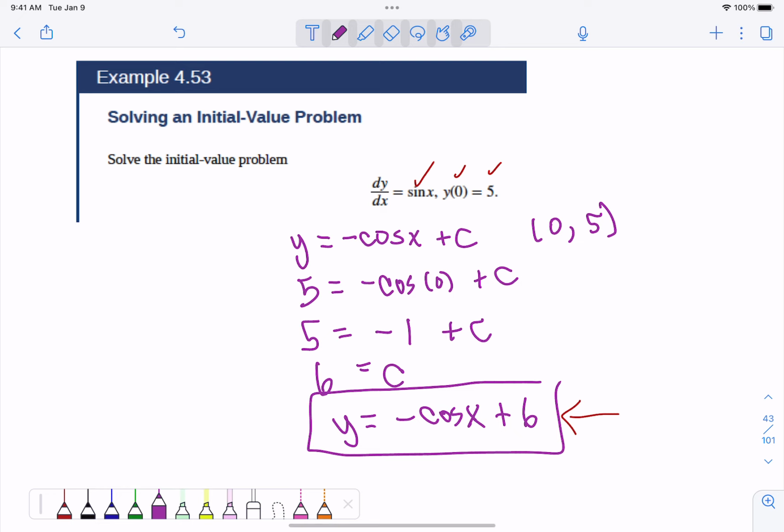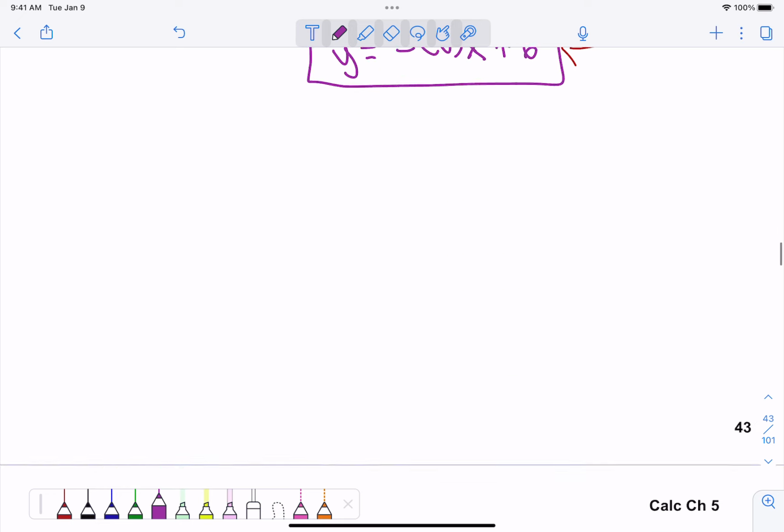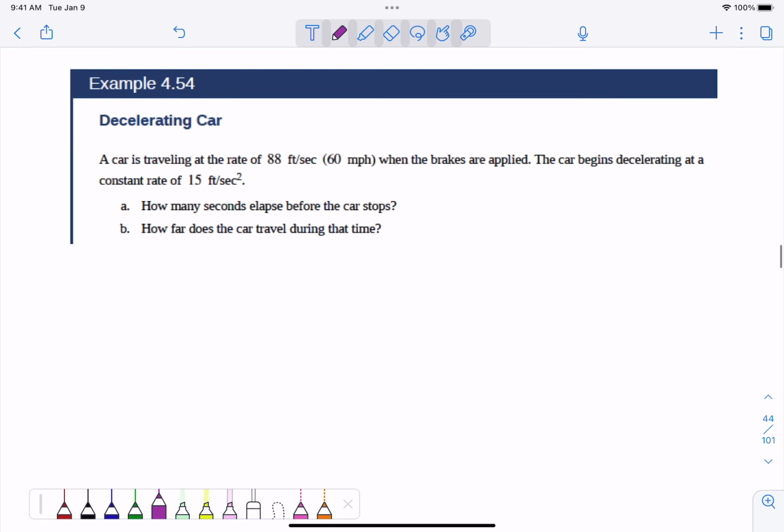So that's example 453. Let's take a look at 454. A car is traveling at a rate of 88 feet per second when the brakes are applied. The car begins decelerating at a constant rate of 15 feet per second squared. How many seconds elapse before the car stops? Okay, so there's a few pieces of information that I want to help you practice pulling out of the problem.